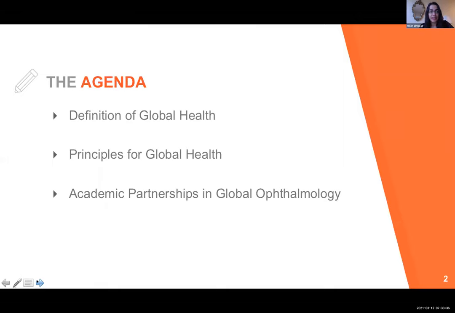I'd like to cover the definition of global health and principles for global health as a centering exercise for us to understand what exactly it is we are talking about when we refer to global health and in particular global ophthalmology. And then I'll hand it over to our panelists, who I'll introduce in just a moment, to tell us about their own projects in achieving health equity in ophthalmology in their context. And then we'll have a discussion on how the University of Toronto can support these projects through these partnerships between our institutions.